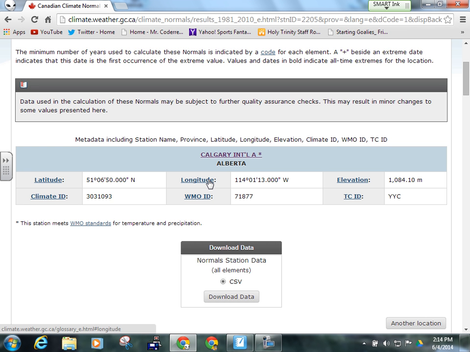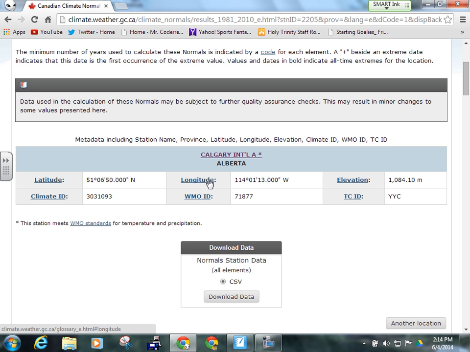But did we say altitude is also a factor that affects climate? Well, we can get that piece of information off of here as well. 1,084.1 meters above sea level. That's 1 kilometer, folks. Standing where we are, 1 kilometer above the ocean. Be a long way to fall. So it's a long way up.